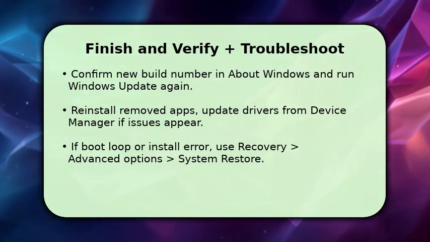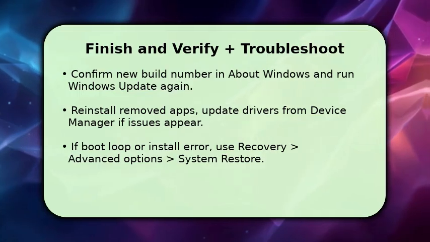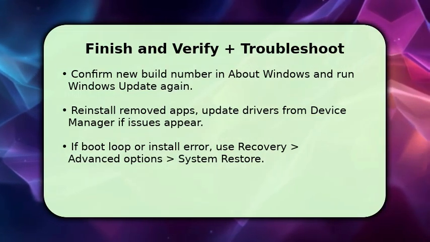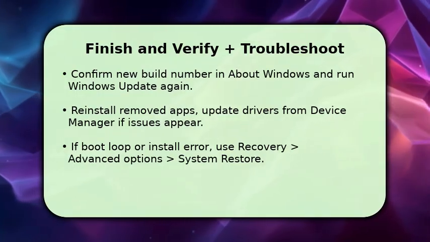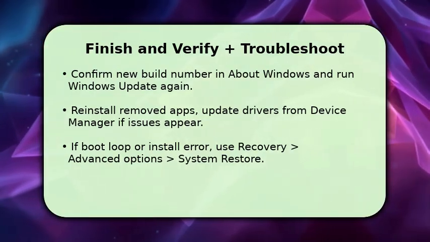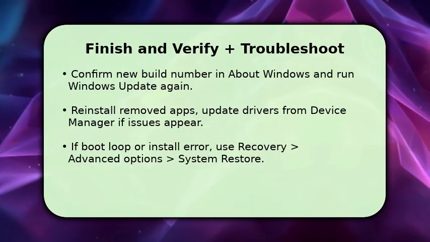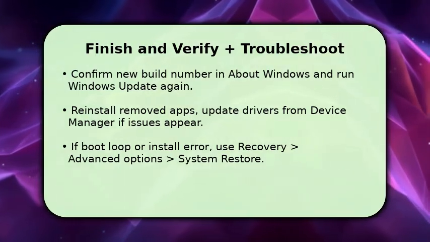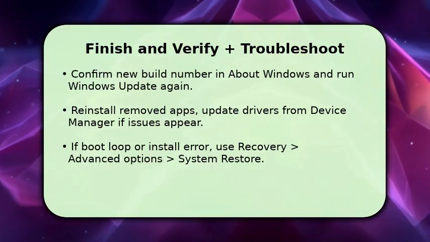Once complete, reinstall any apps you removed and update drivers via Device Manager to fix hardware quirks. If you encounter a boot loop or a persistent install error, use Recovery Advanced options to access System Restore or Startup Repair. These tools undo problematic changes without wiping data. If problems persist, note the error code.